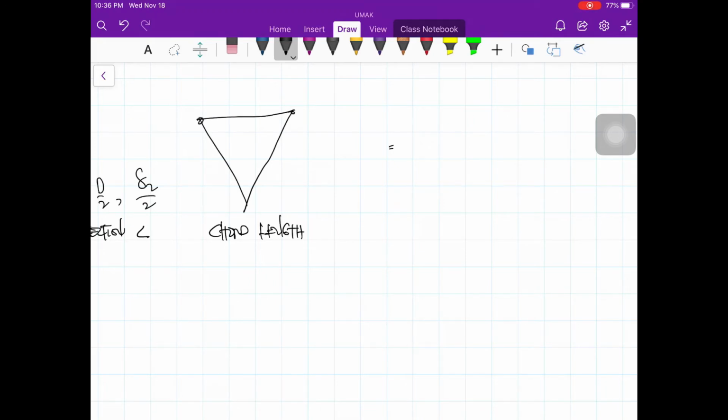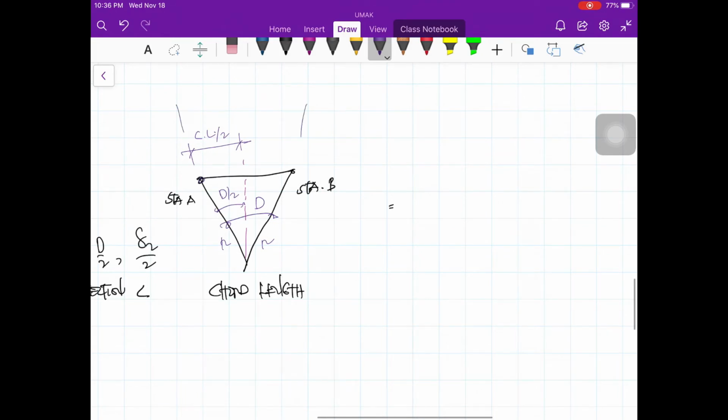This chord length is between station A and station B. So instead of using the arc, you can use the chord basis, because the problem is asking for the chord length, not the arc length. What's the value of this? The half will be d over 2, which is the deflection angle between two radii. This is r, which is the same. If this is the chord length, the half is chord length over 2, say CL.